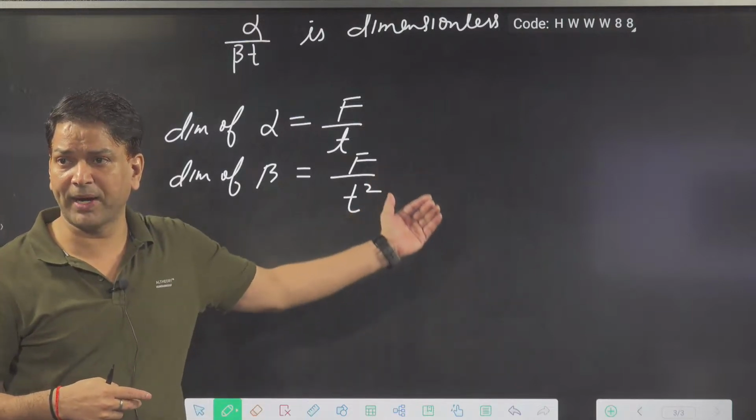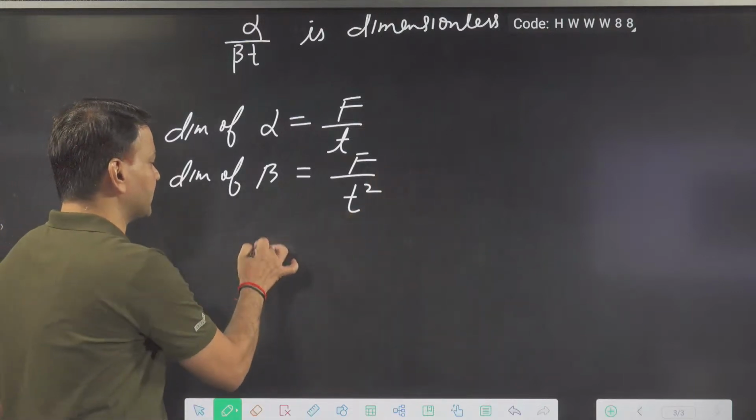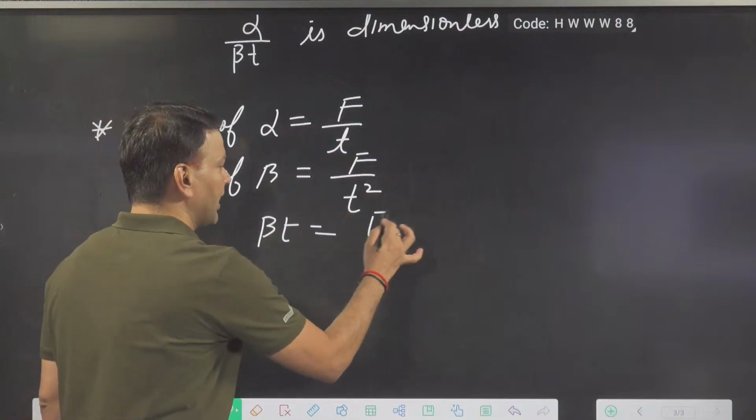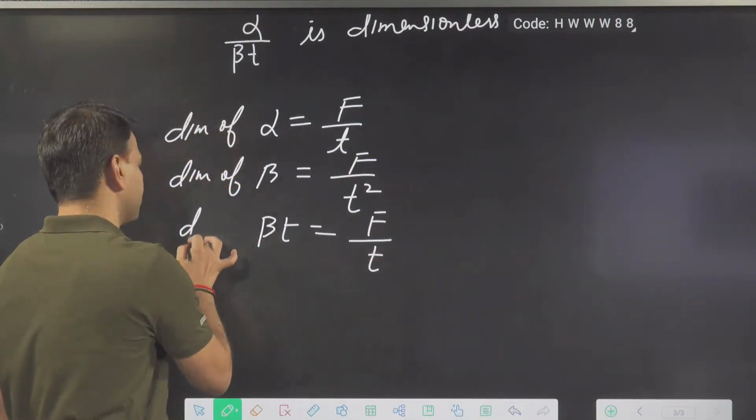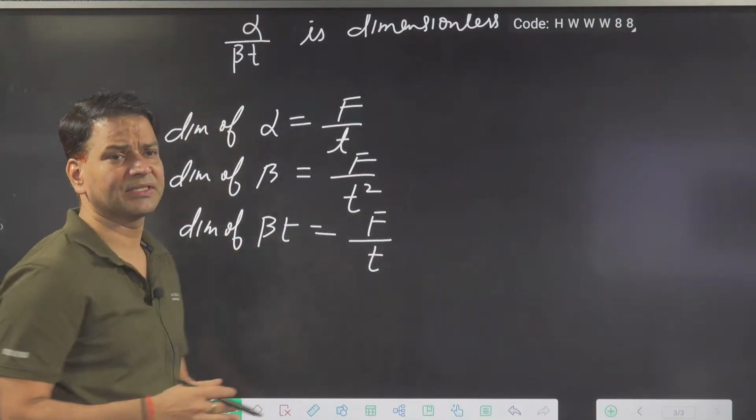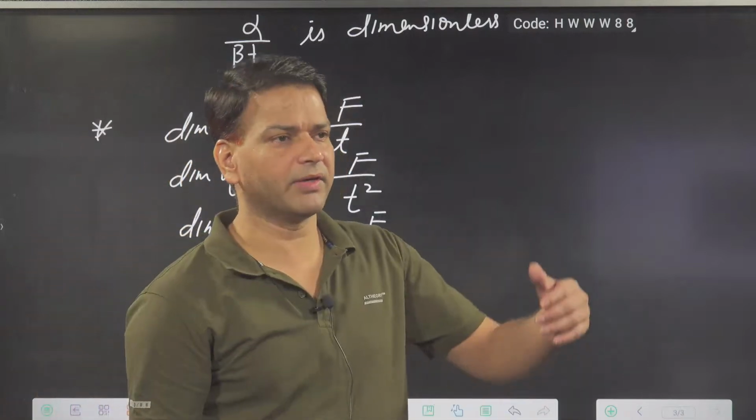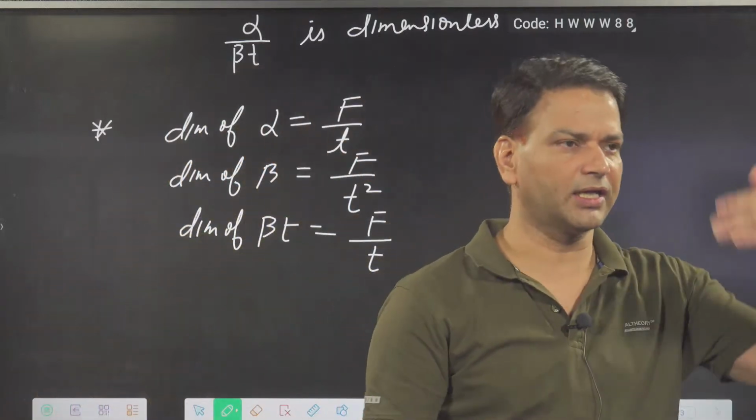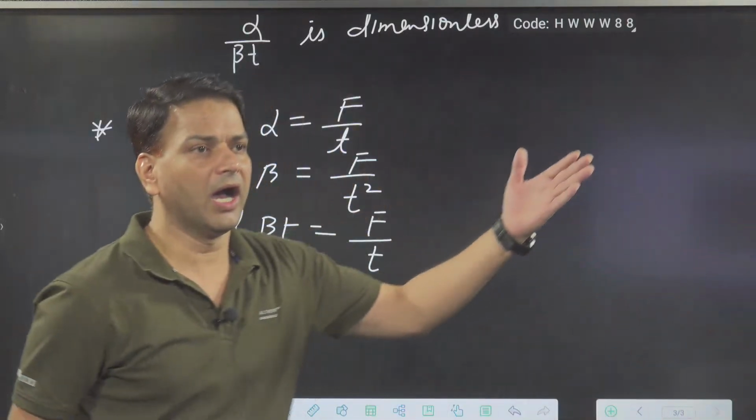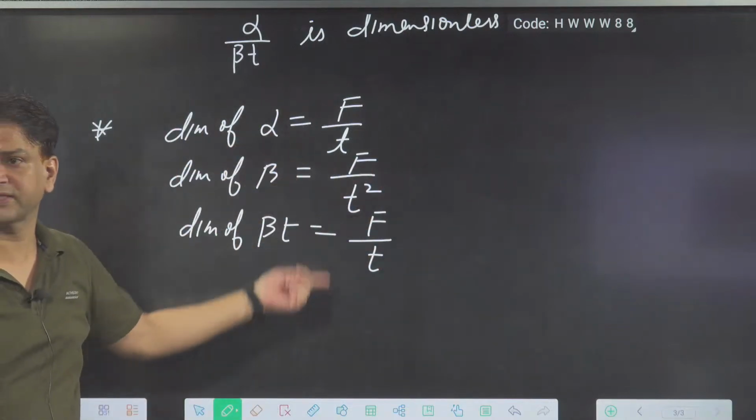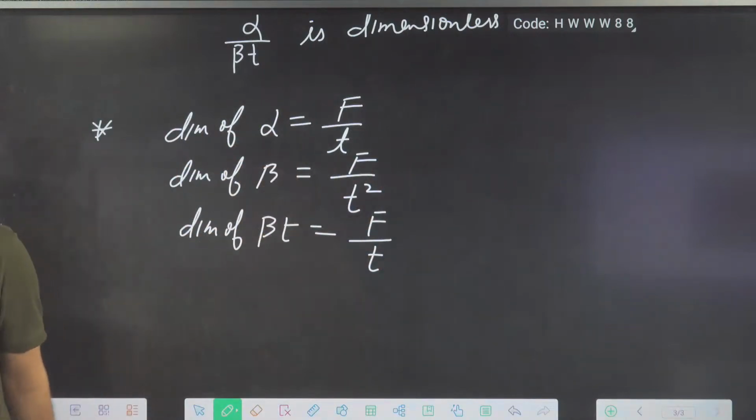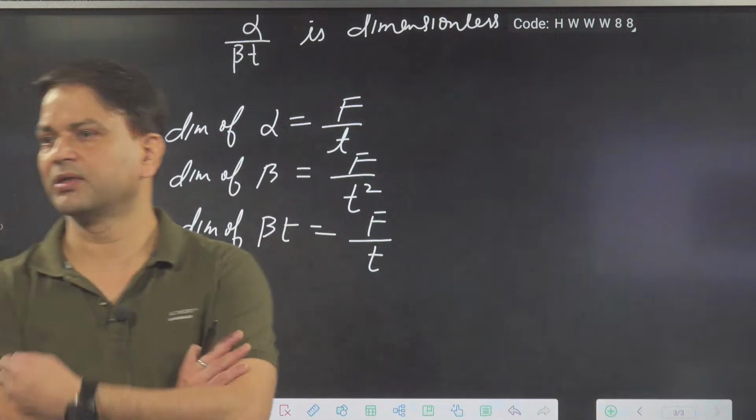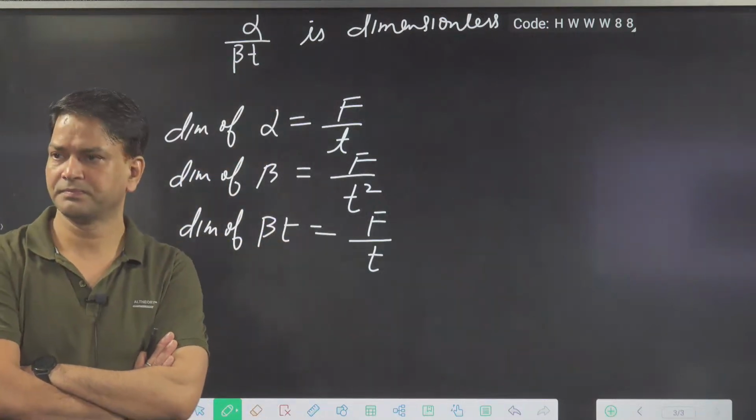Now you can see alpha's dimension is F by T, beta's dimension is F by T square. How will I get F by T? If I multiply beta with T, beta T is F by T. They are not asking for the dimension of alpha and beta, so why find it? Directly we can use this. Now you can see alpha and beta T have the same dimension, so alpha by beta T is dimensionless. Everybody got or not?